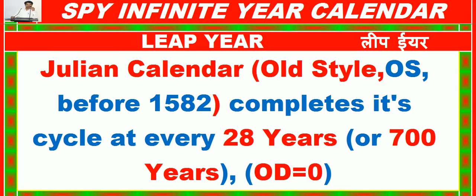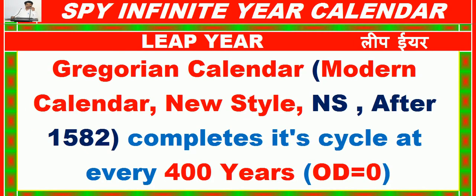The Julian calendar old style, OS, before 1582, completes its cycle at every 28 years or 700 years, OD equals 0. The Gregorian calendar modern calendar, new style, NS, after 1582, completes its cycle at every 400 years, OD equals 0.